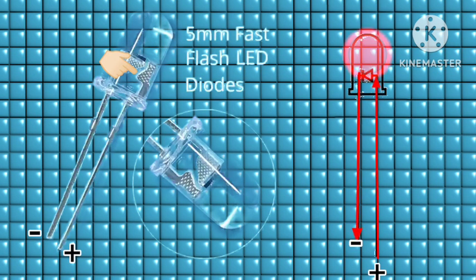If we pass current in the forward direction, it flows into the LED and turns on our LED. But if we reverse the polarity, the current gets blocked at this point and can't go any further.